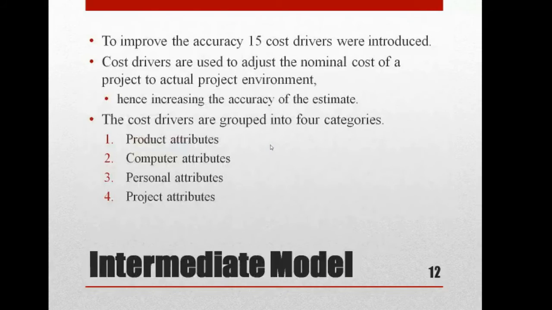So the intermediate model. To improve the accuracy, 15 cost drivers were introduced. This is what we call the intermediate model. What are these cost drivers? They have categorized the cost drivers into four categories: product attributes, computer attributes, personal attributes, and project attributes. All these four categories are grouped for calculating the cost drivers.